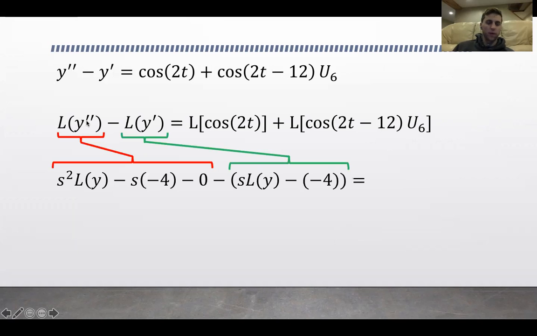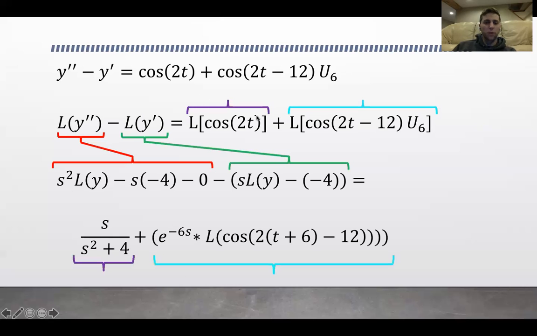Laplace transform of y double prime based upon our equations becomes s squared times L of y minus s times y of 0, which in our case y of 0 was negative 4, and then minus y prime of 0, which in our case was 0. And then L of y prime becomes s times L of y minus y of 0, which is negative 4 again. So that's the left side broken down, and then we'll break down the right side down here at the bottom.